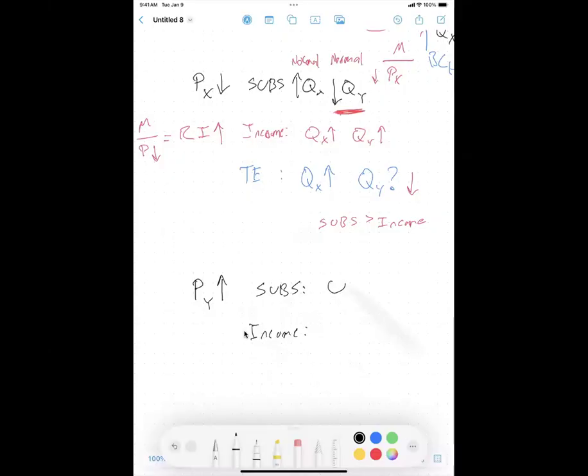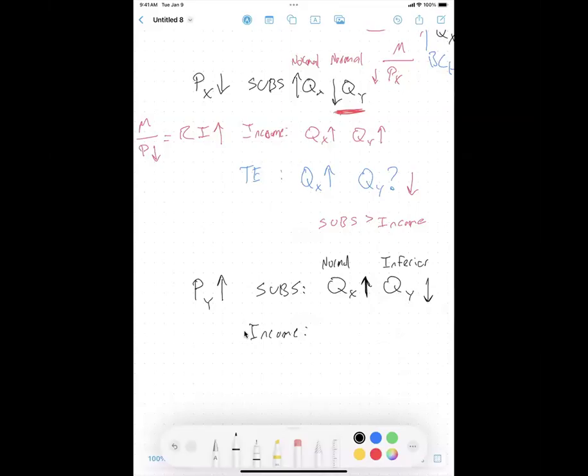So if I've got this X good and this Y good, it doesn't matter if they're normal or inferior. For the sake of this example, I'm going to call X a normal good and Y is going to be inferior. For the substitution effect, that doesn't matter. I'm just going to buy less of whatever is relatively more expensive and more of whatever is relatively cheaper now. So when the price of Y goes up, Y is relatively more expensive, X is relatively cheaper.